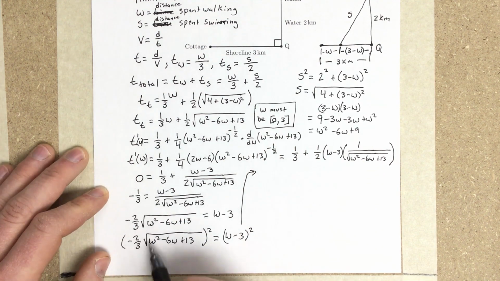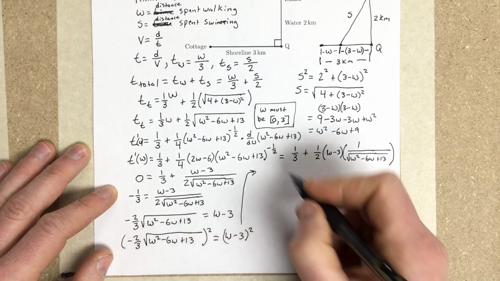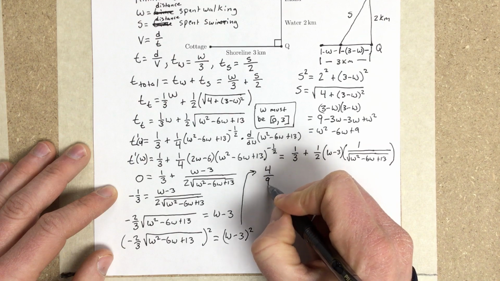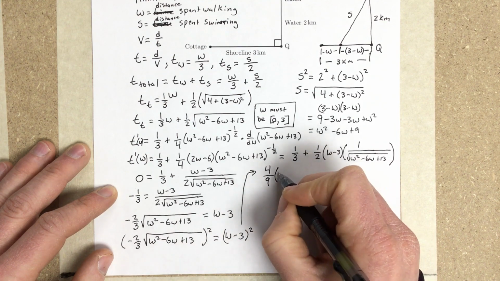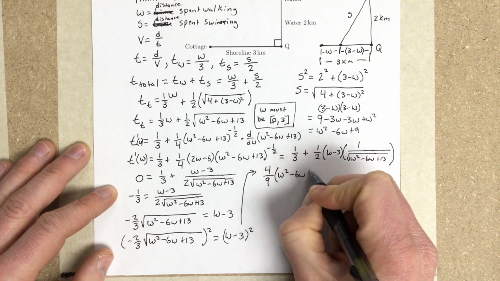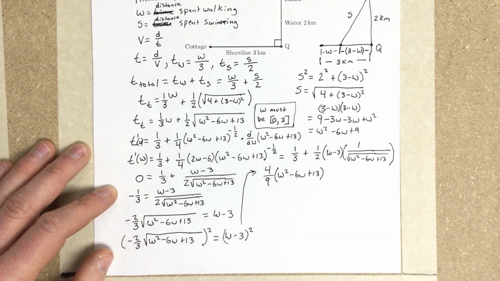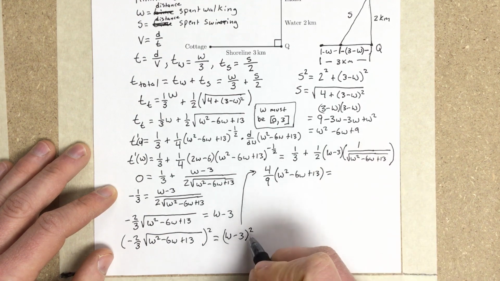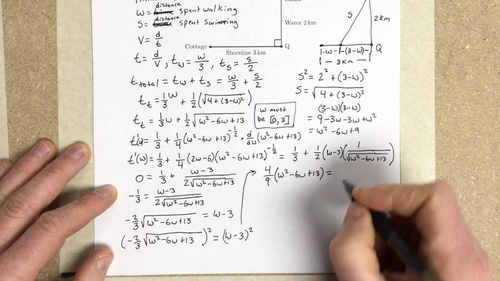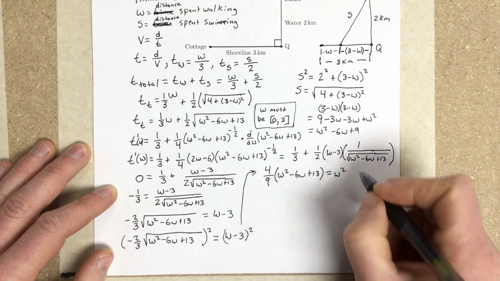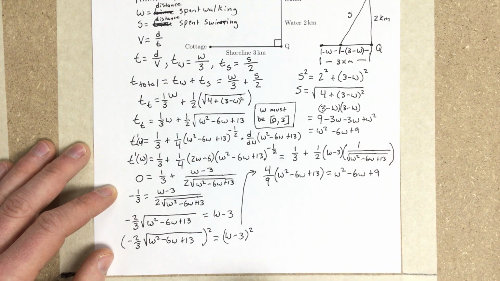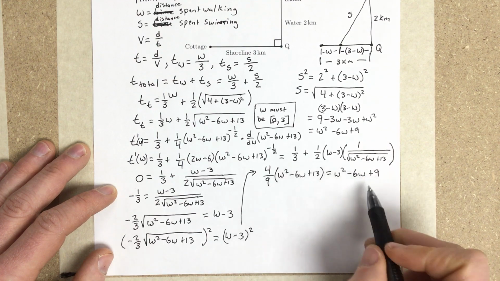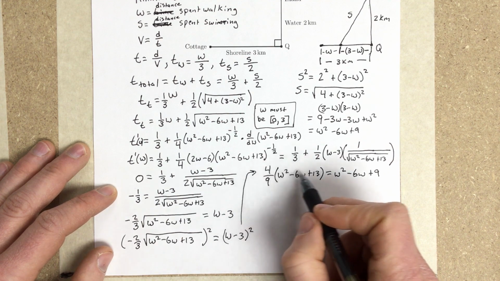When I square the left side, I get 4/9 times w squared minus 6w plus 13. When I square w minus 3, I get w squared minus 6w plus 9. Now I have a quadratic that I can solve here, so I'm going to distribute the 4/9 to each piece.